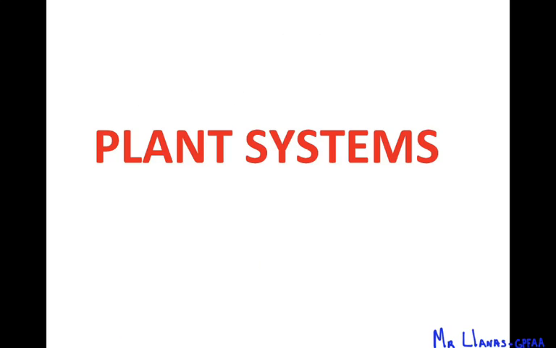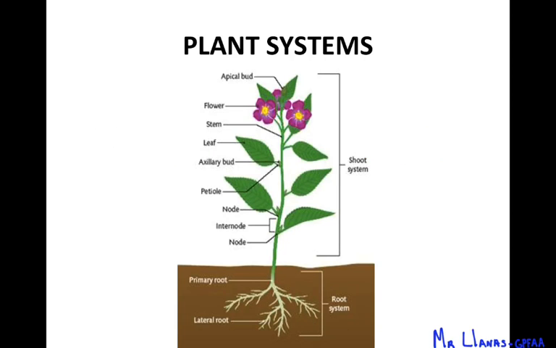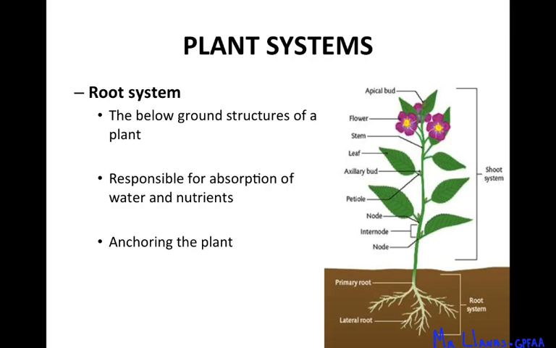Okay. Now that we talked about some of the responses and tropisms and how plants move, let's talk about the systems. We mentioned this in an earlier video, but we're going to review and explain a little more about the systems. So plants have two systems, the root system and the shoot system. The root system is everything below the ground.